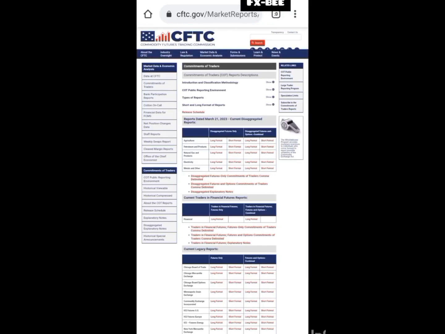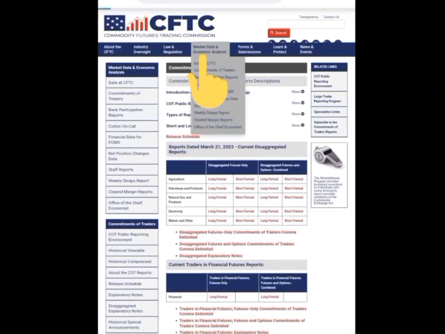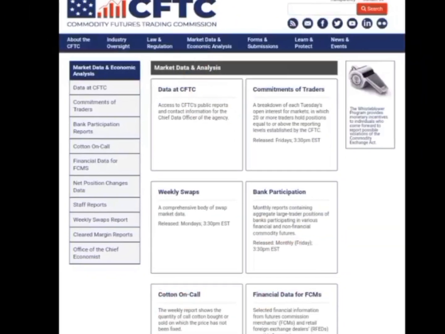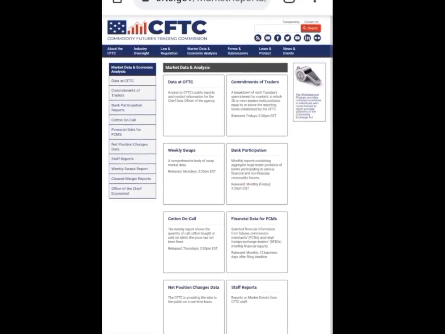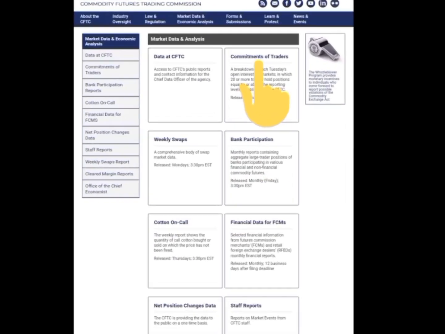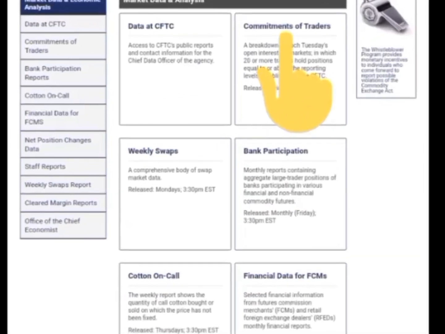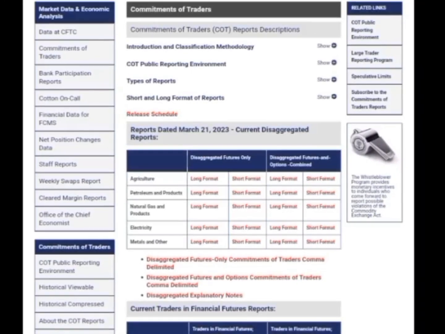So all you do now is go to Economic and Data Analysis, and you're going to see Commitment of Traders. You see it? I'm going to click on it, Commitment of Traders, and it opens.